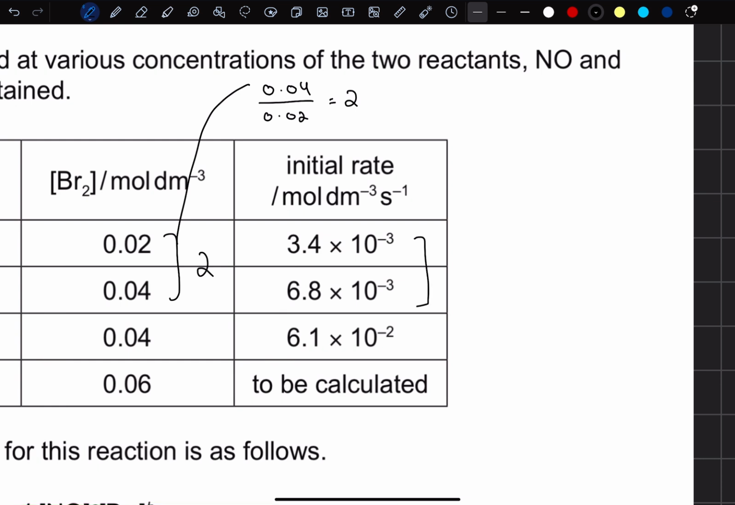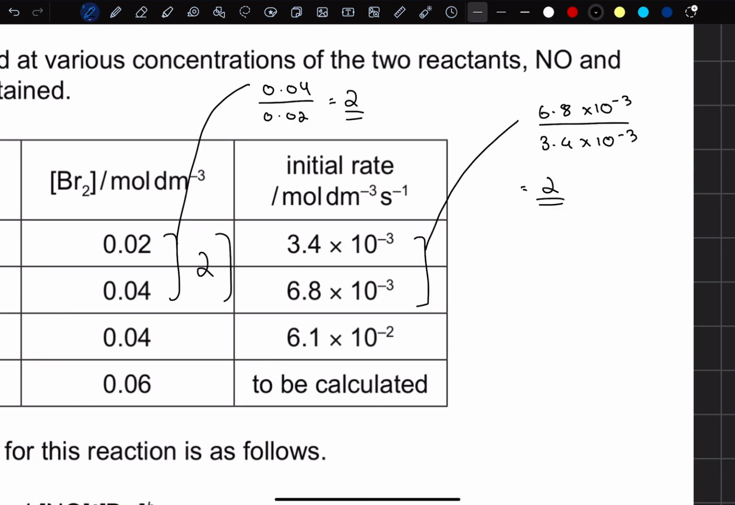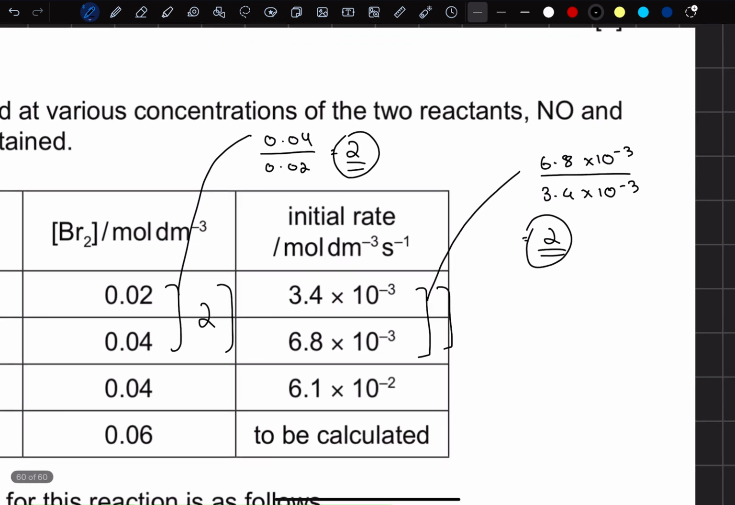Now I'm going to do the same thing over here. So 6.8 times 10 to the power minus 3 upon 3.4 times 10 to the power minus 3. Doing this real quick on the calculator, you get the answer 2. And notice how both Br2 and initial rate increase by the same factor. What does this tell you? This tells you that Br2 is first order.